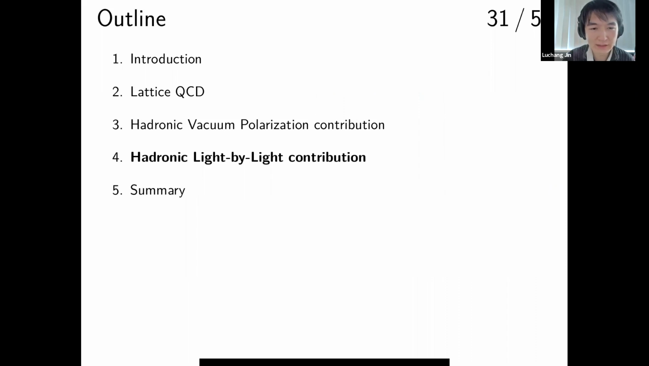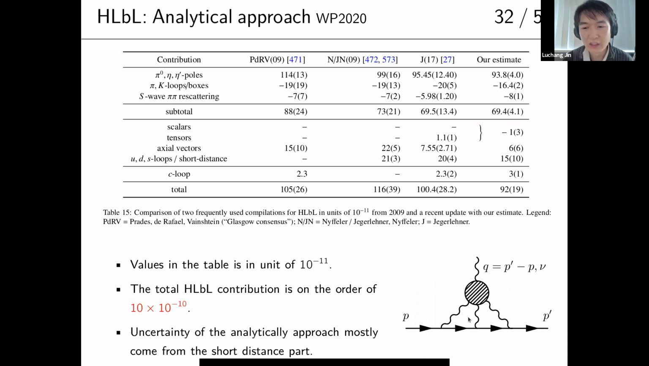For the light-by-light, the diagrams are of higher order, and more complicated. The analytical approach has improved a lot compared with, for example, 2009. But the central value doesn't change very much at all. The major uncertainties for the analytical approach are from the high energy states.